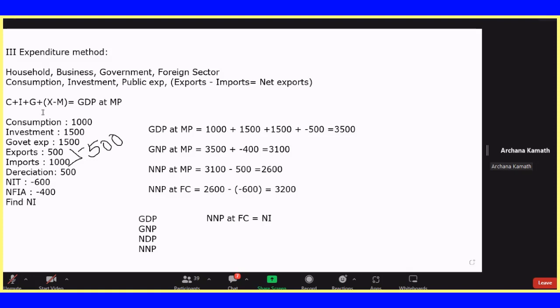Ma'am, you told depreciation, is there another word for it? Yeah, depreciation is also known as capital consumption allowance. Capital consumption allowance is nothing but depreciation.